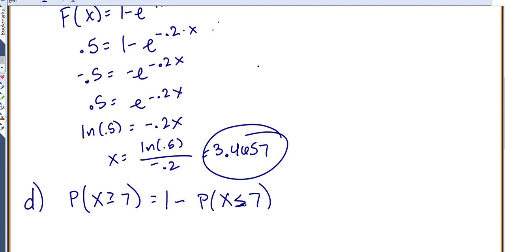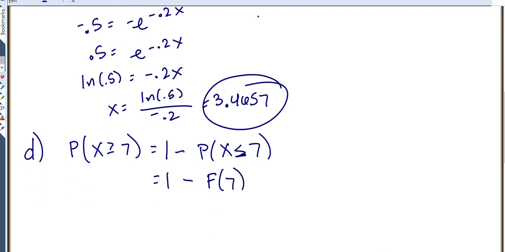Remember, for a continuous distribution, it doesn't matter if you have a less than or equal to, because there's no value assigned at each individual point because there's so many possible points. So we can't find the probability that's greater than or equal to, but we can find the probability that it's less than or equal to. So we'll do 1 minus the probability that's less than or equal to. Well, that probability that x is less than or equal to 7 would just be my CDF at 7. So we need to plug 7 into the CDF.